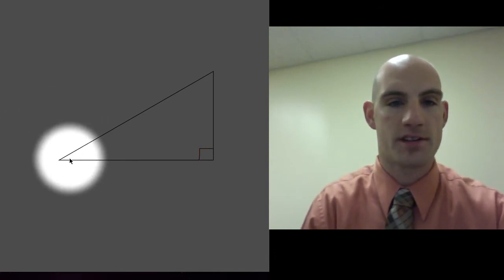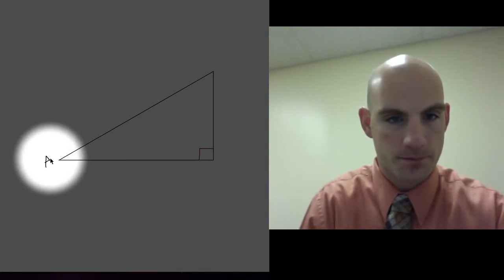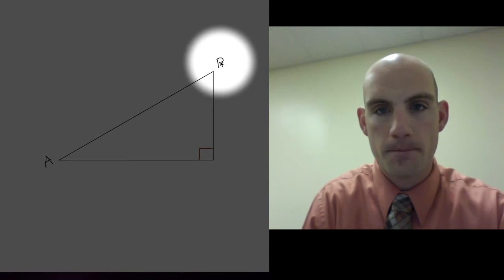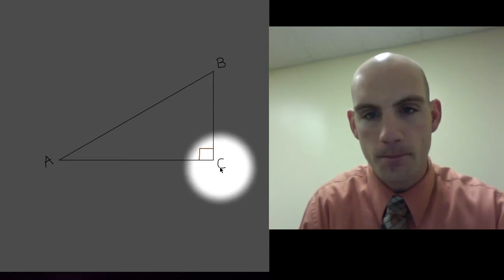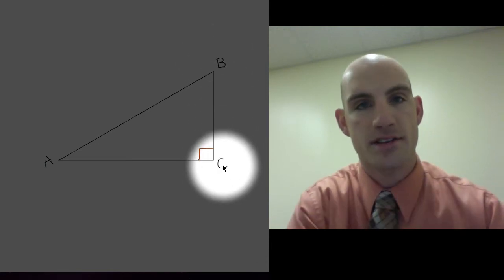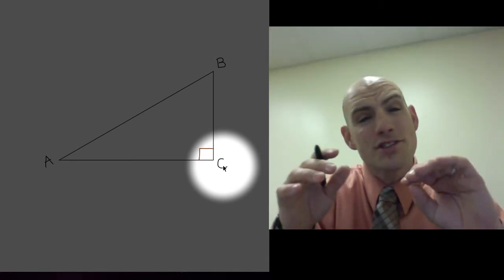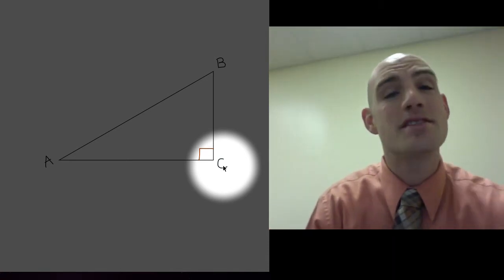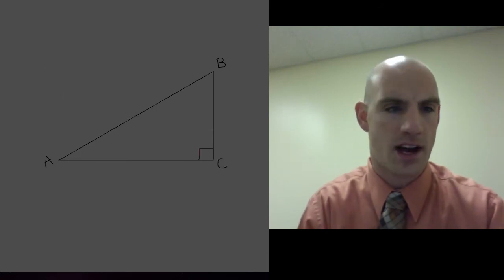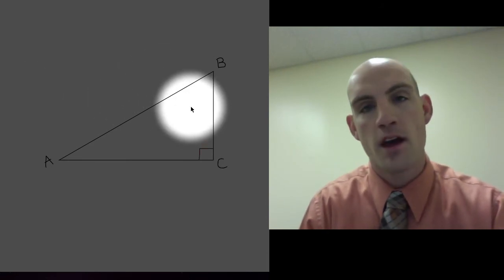And what I'm going to label this is very important. Okay, A, B, and C. C is my right angle. We also have three sides. So A, B, and C are the vertices, but we're going to have three sides. I'm going to label them in green.